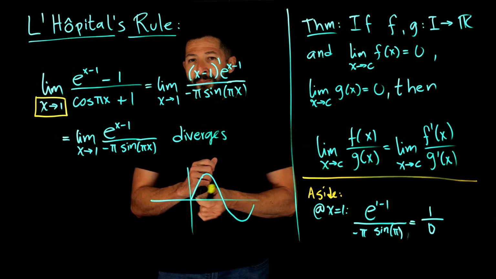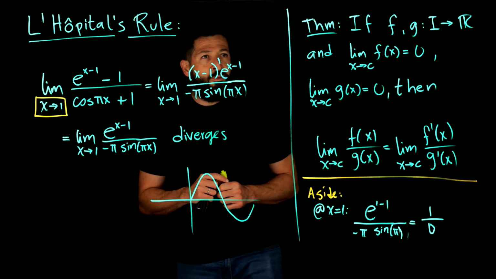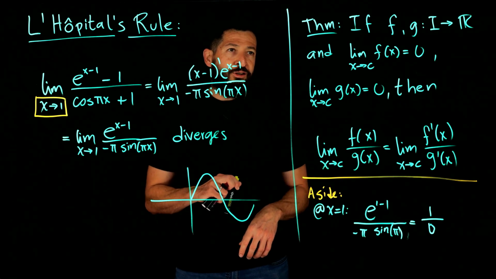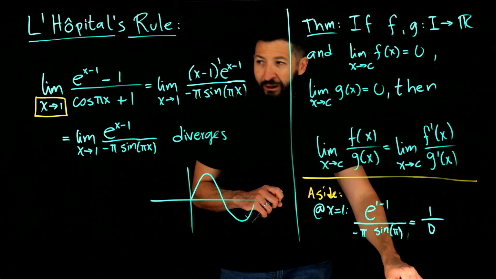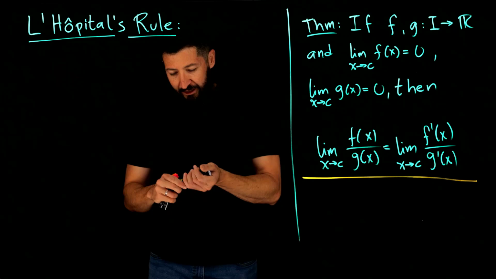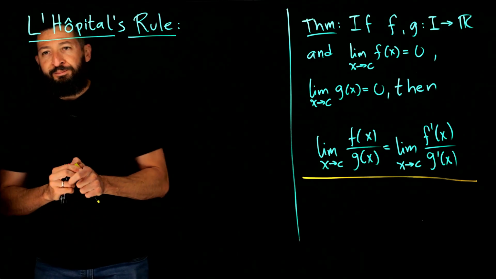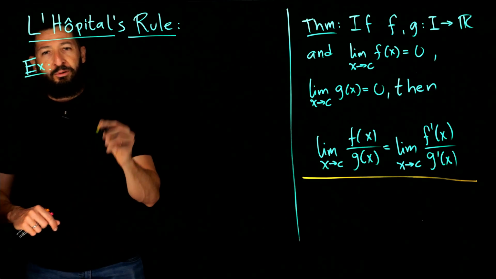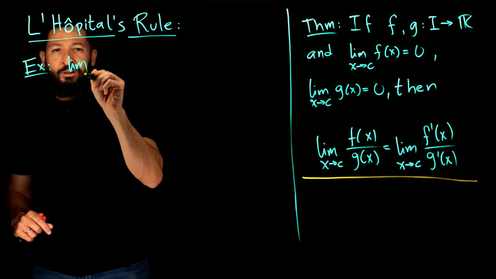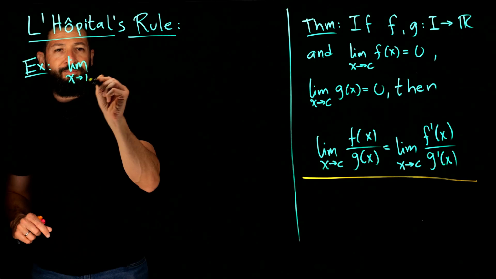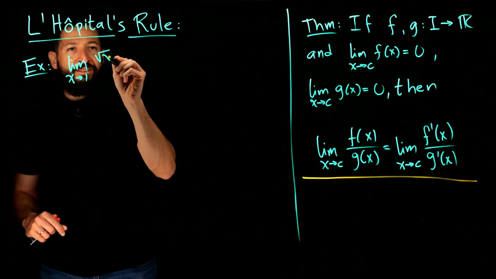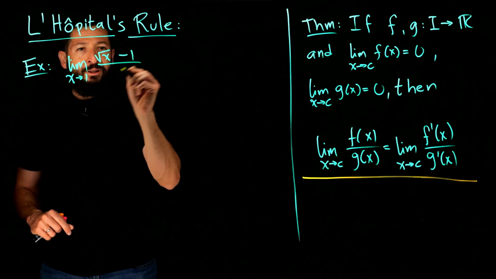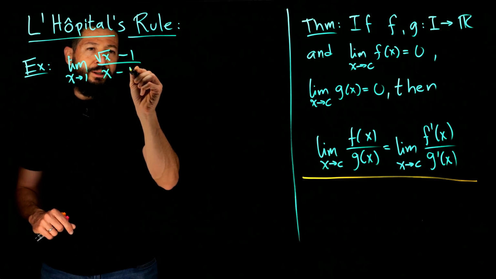All right, so the first example, L'Hopital's rule allows us to determine that the limit diverges. Let's do one where it actually converges. So let me write down an example where the limit will converge. We're going to use L'Hopital's. So let's do a typical one: limit as x goes to 1 of the square root of x minus 1 over x minus 1.